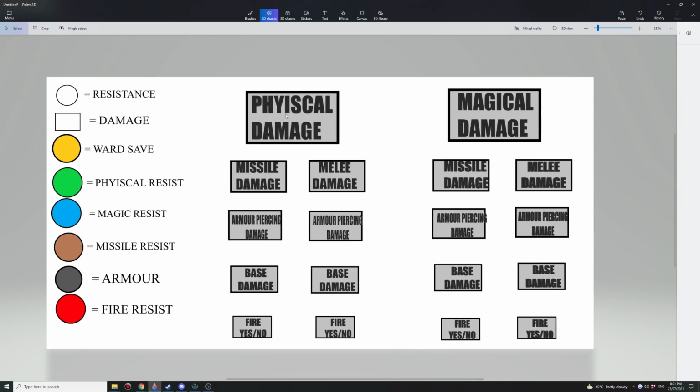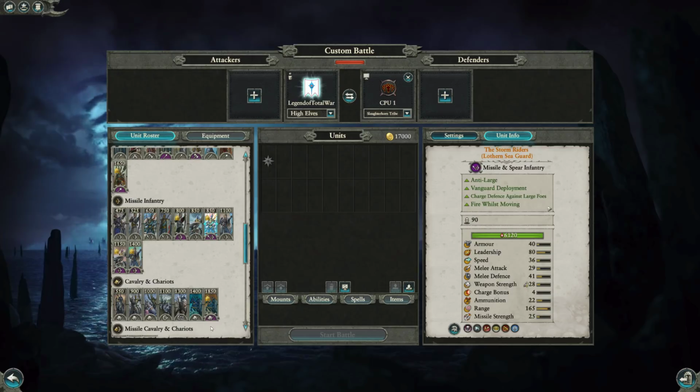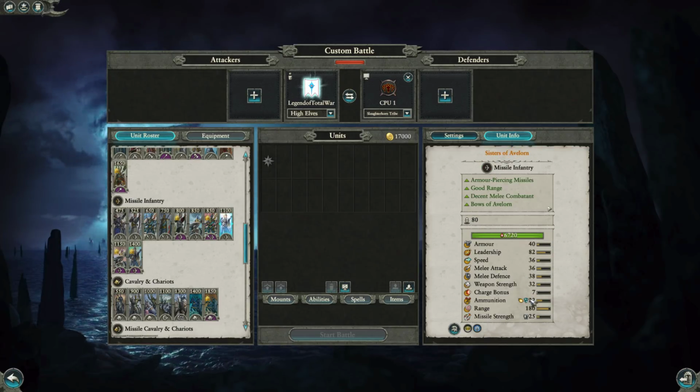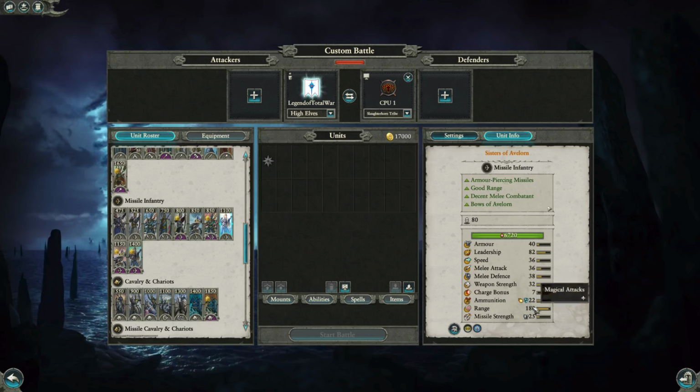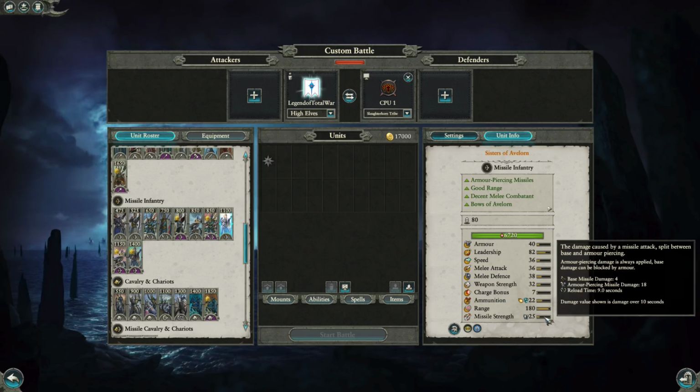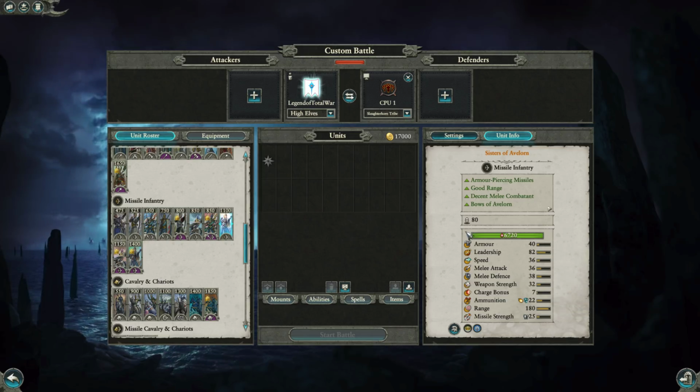So basically the questions go yes, yes, value, value, no, right? And an alternative to that is the Sisters of Avalon, where you've got a magical attack, and that's also a flaming attack. Let's have a look at the missile strength as well. Their base missile damage is 4, their armor piercing is 18. So the way to interpret the Sisters of Avalon is as follows.